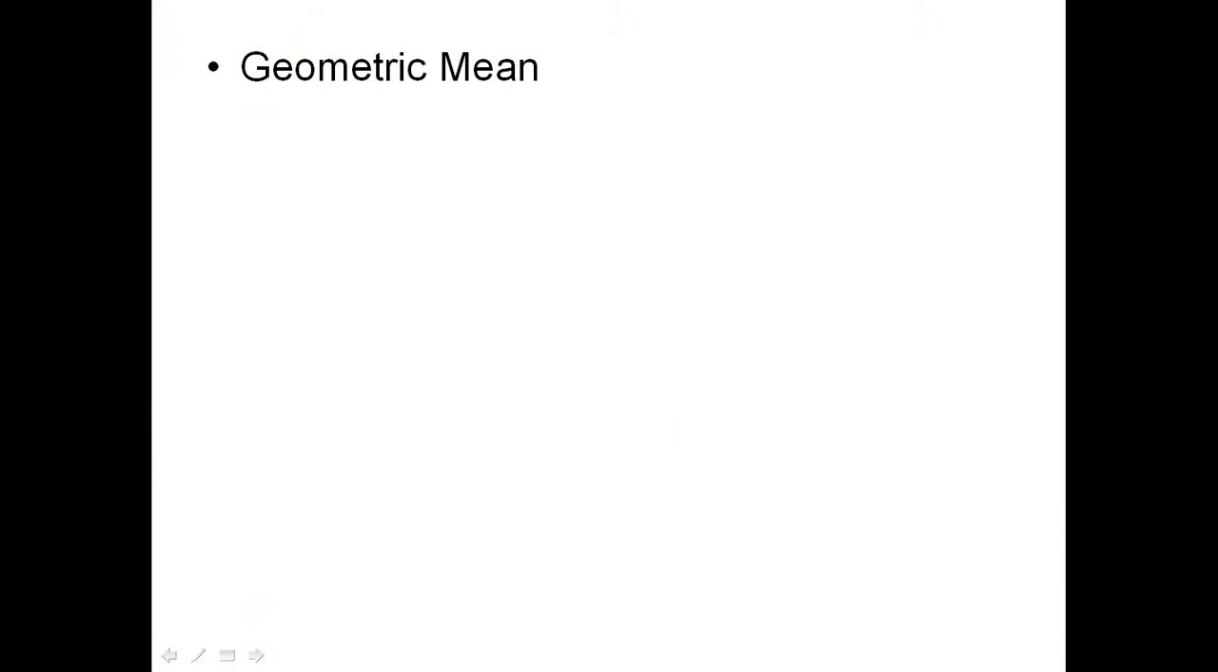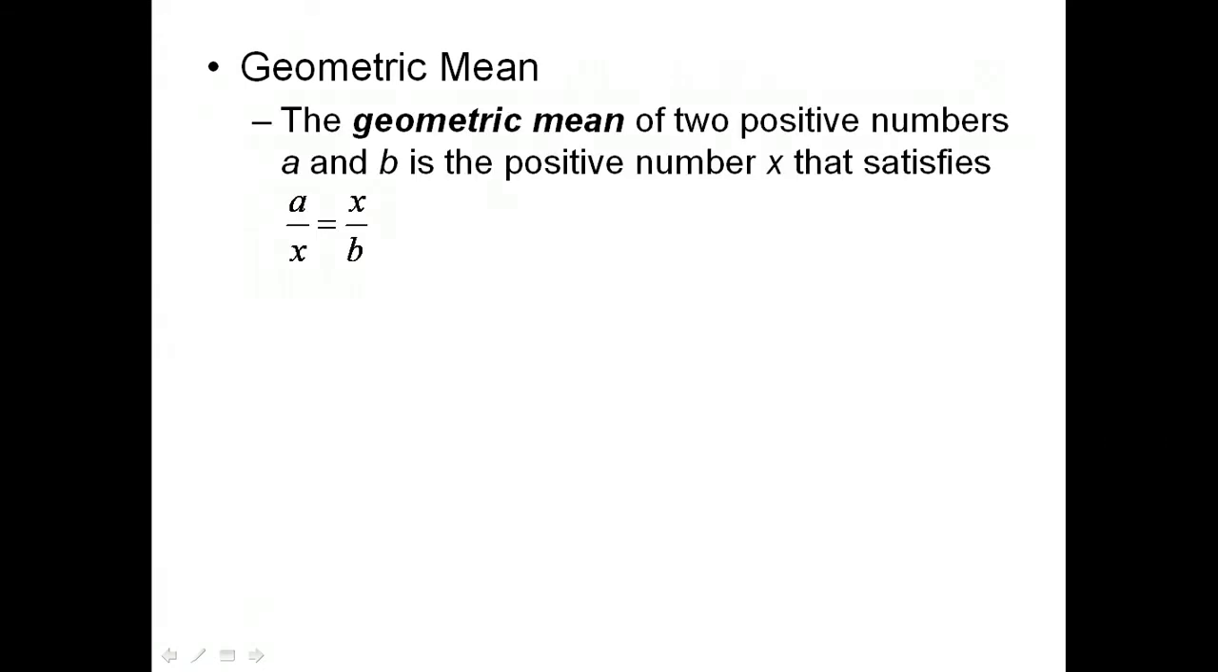Now, geometric mean. All the other has been a review. I know that you've had proportions and ratios before. You may not have seen geometric mean. But the geometric mean is really a pretty simple concept. The geometric mean of 2 positive numbers, we'll call them A and B, is the positive number x that satisfies a proportion where the x is both of the means. So I have A is to x as x is to B.